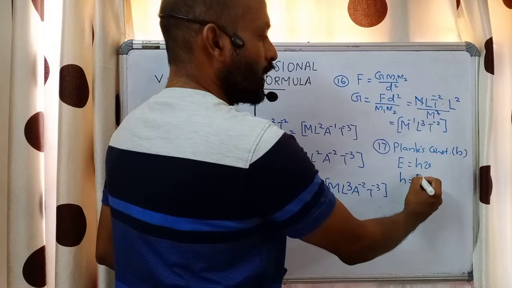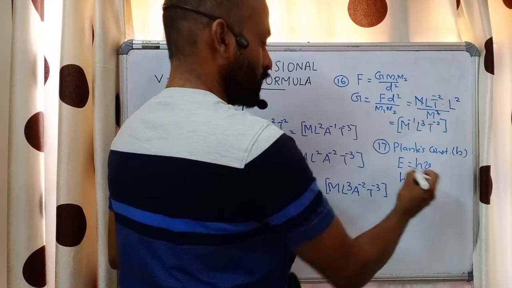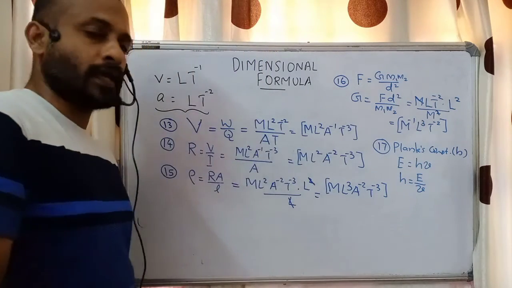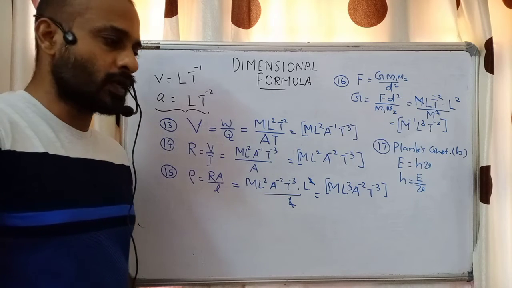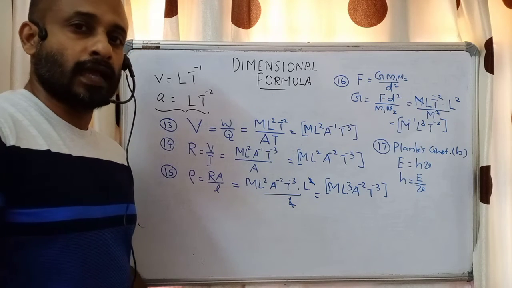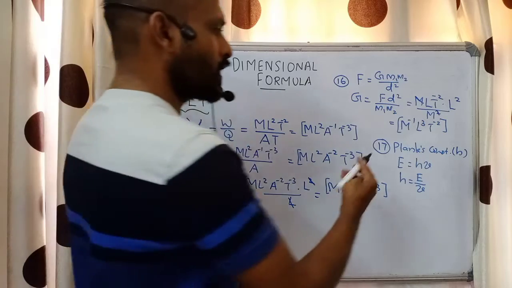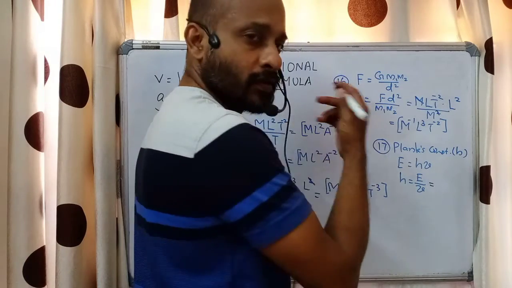h is equal to E by nu is the equation. So the equation for Planck's constant is E by nu. What is E? E indicates energy and nu is the frequency. What's the dimension of energy? Previously we have seen energy.